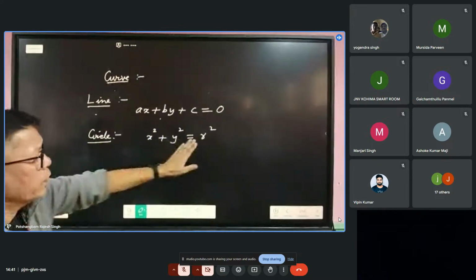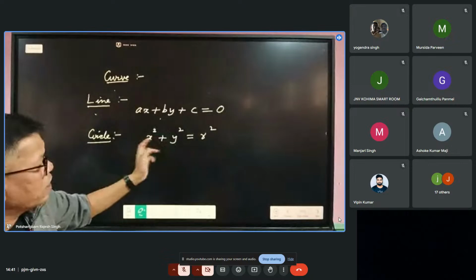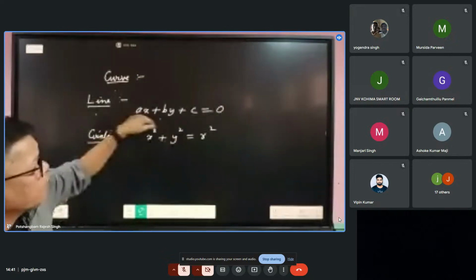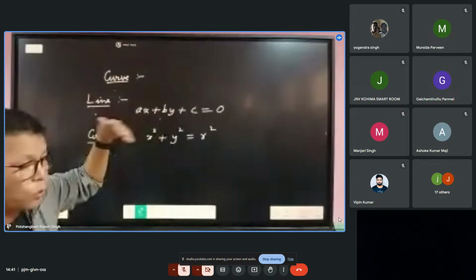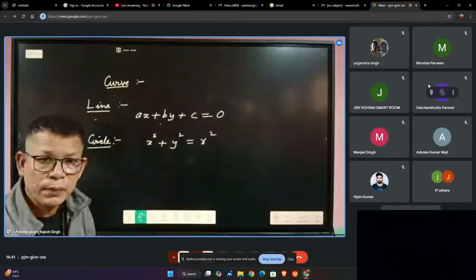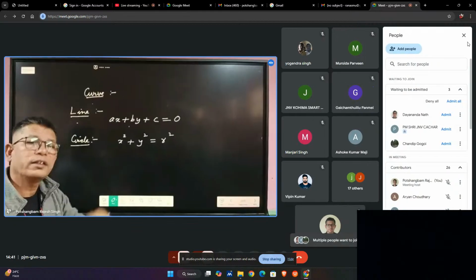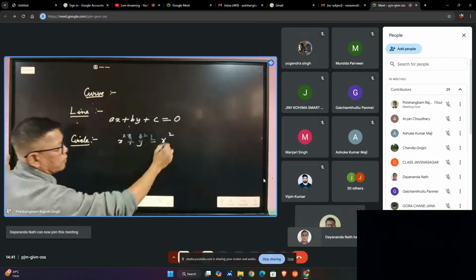Look, in this equation, how many variables are involved? Two variables. What are they? x and y. And they have the same degree, 2. All the variables should have degree 2, and the coefficient of x squared and the coefficient of y squared in the equation will be the same. Then you will identify that the equation represents a circle. So this is the equation of the circle.